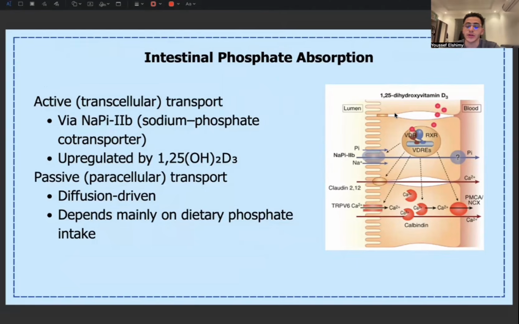This happens transcellularly. We have the sodium phosphate 2B co-transporter. It takes sodium as well as phosphate. It requires, of course, energy. And this co-transporter is upregulated by the active form of vitamin D. So vitamin D favors calcium absorption as well as phosphate absorption. This is a transcellular, active process that requires energy. Then we have the passive paracellular transport, and it is diffusion driven. So whenever we eat more dietary phosphate, it leads to more diffusion and more absorption of phosphate.